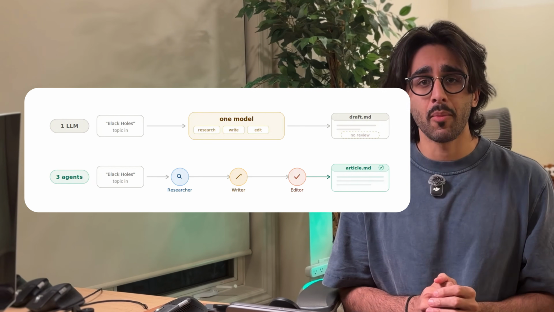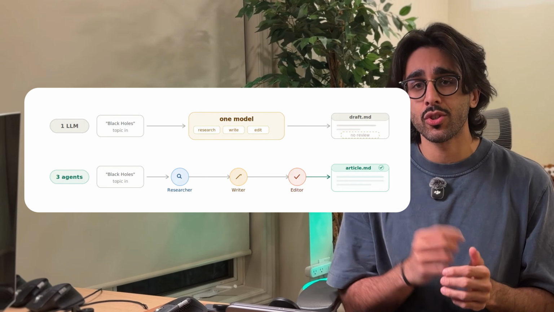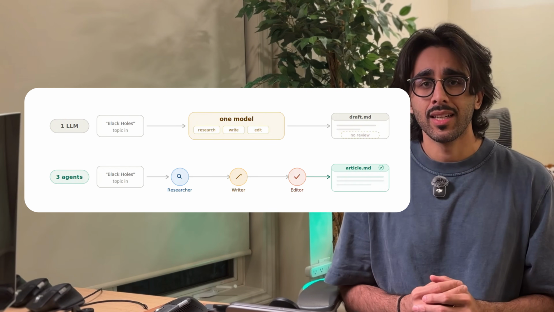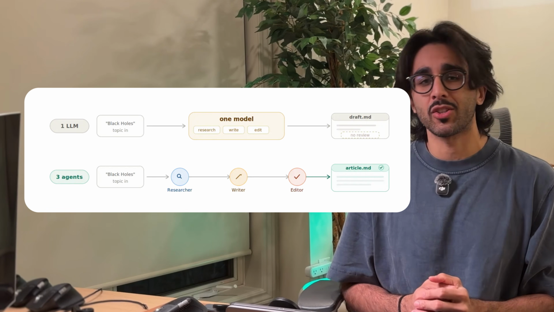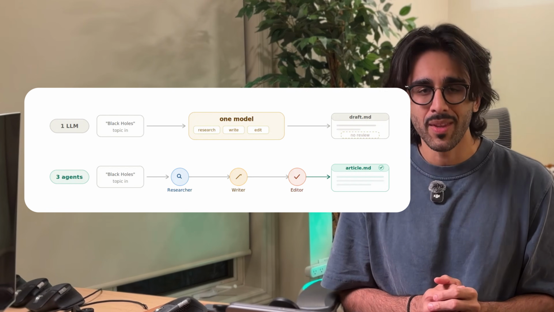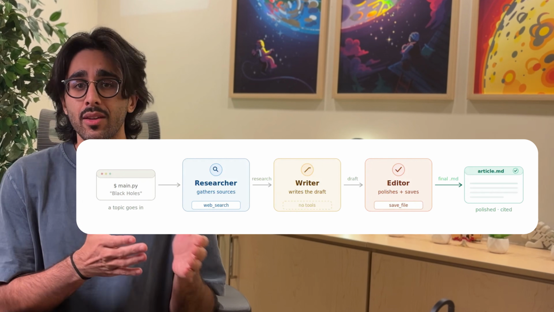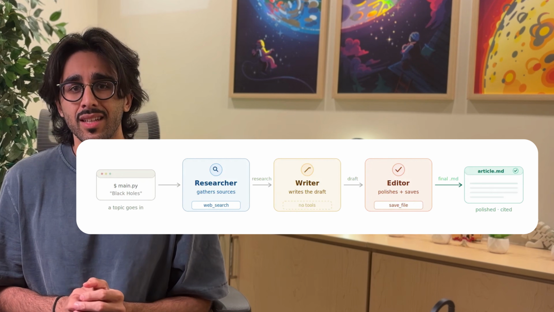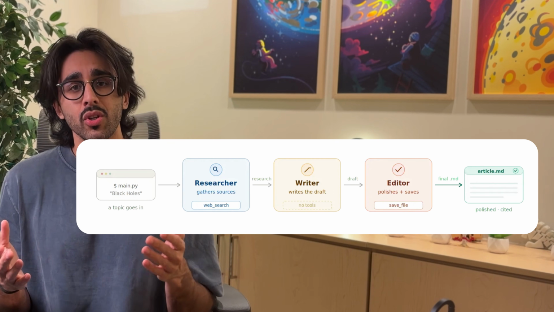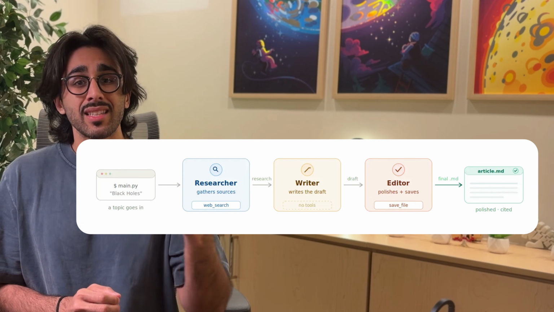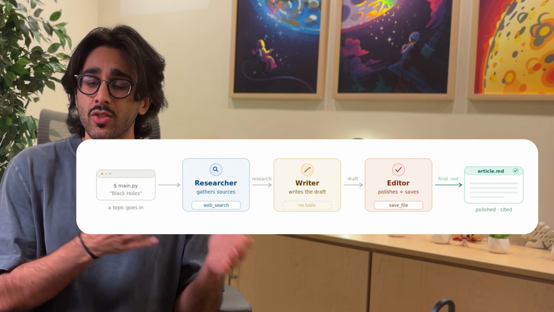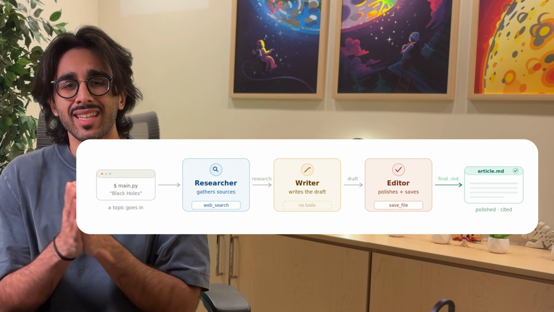Here's the idea. A single LLM call is like asking one person to research, write, and edit all at once. It works, but the quality suffers, so we'll split the work across 3 specialized agents, like a small newsroom. Firstly, a researcher will dig through sources and gather facts. Then a writer will turn that research into a draft. And then finally, an editor will polish and save the final file. Each one gets its own system prompt, its own tools, and exactly one job. So they pass the work straight down the line.